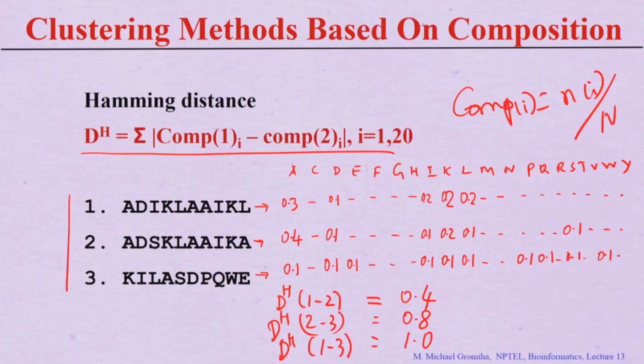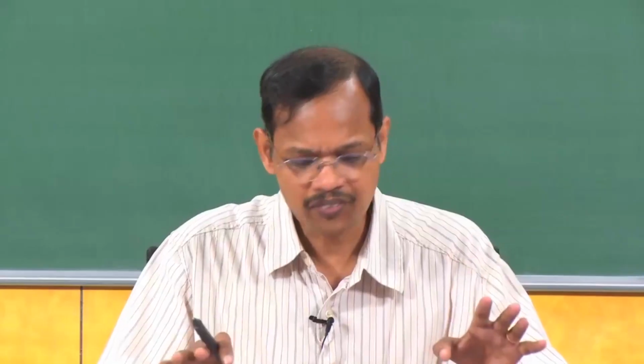Now, if you see this, which 2 sequences are close to each other? 1 and 2 are close to each other, because the value is 0.4. If you have a specific threshold, for example a threshold of 0.5, then 1 and 2 are close to each other, so we can take either 1 or 2, and then 3. You can make different clusters, and from each cluster we can take a representative, and finally you get a non-redundant set of sequences.